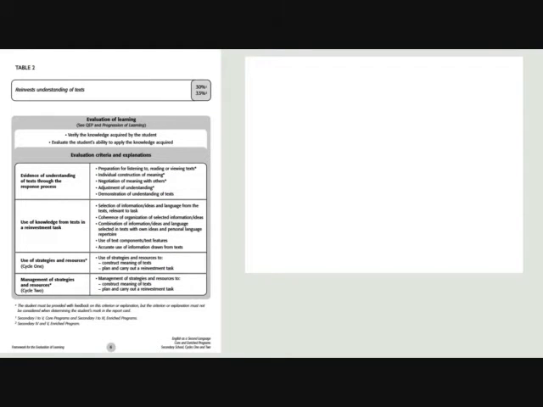Competency 2, reinvests understanding of text. Again, notice the little asterisks. So we have evidence of understanding through the response process, which is a complicated way of saying, did they understand the text? And again, we have our little asterisks. So we have evidence of understanding and use of knowledge from texts. So let's review these quickly.